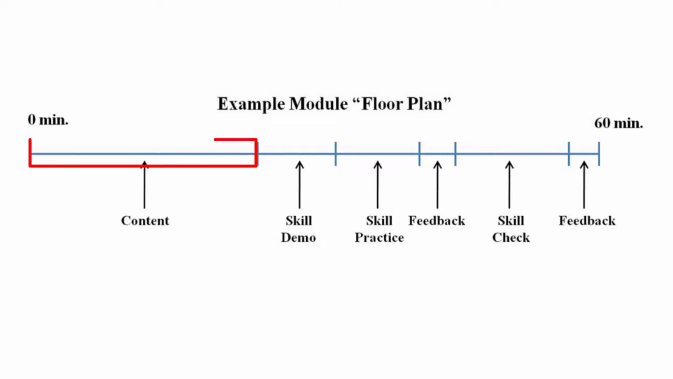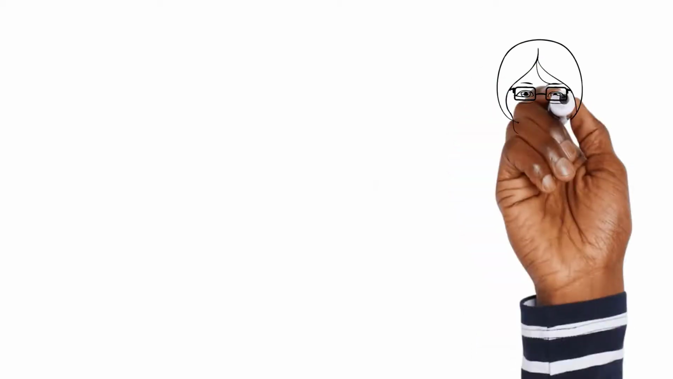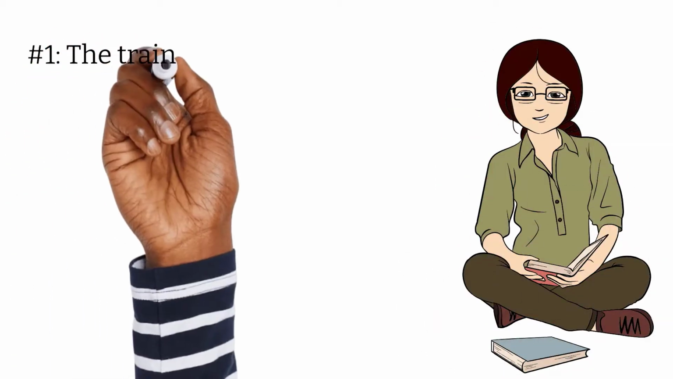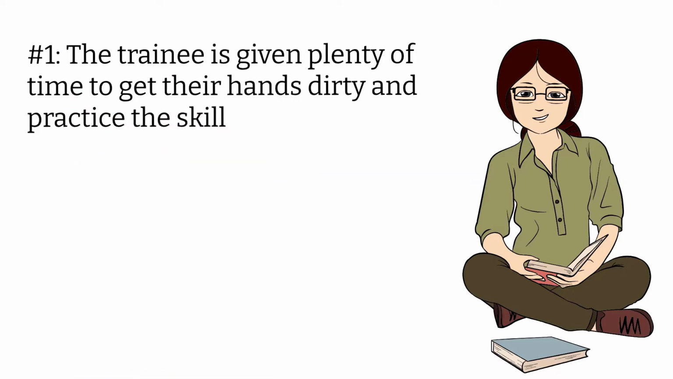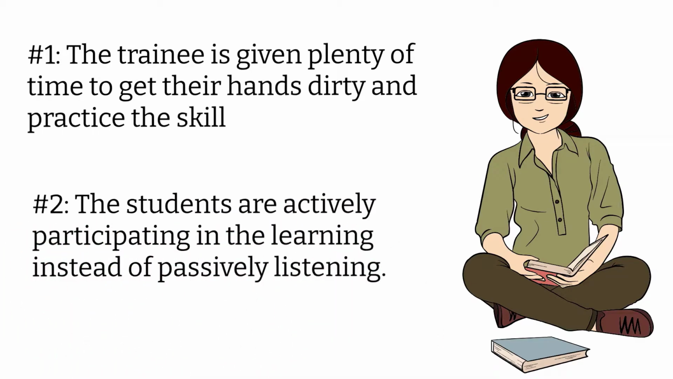Notice that the content, the need to know information, only takes up about 15 to 20 minutes of that allotted time. The remaining 40 to 45 minutes is spent doing, either practicing the skill, getting feedback from the expert, or completing the skill check. This format achieves a couple of goals. First, the trainee is given plenty of time to get their hands dirty and practice the skill hands-on. Secondly, the students are actively participating in the learning instead of passively listening. And research shows that active, hands-on training holds the learner's attention for a longer time and leads to greater retention of the material over time.